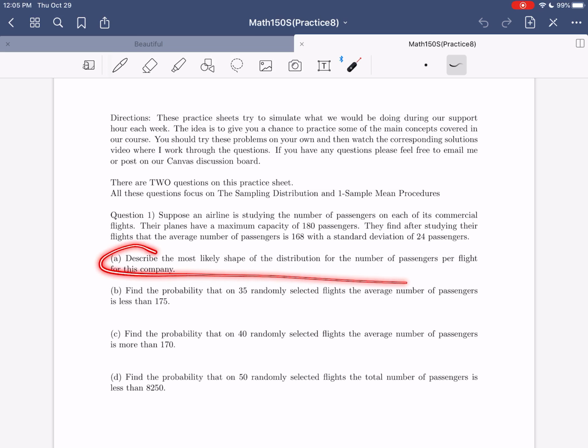The first part, in part A, is we're going to try to describe the most likely shape of the distribution. Remember, our choices for shape in this class are between normal, left skewed, right skewed, and uniform. And then in B, C, and D, we're going to calculate some probabilities. So let's go ahead and get started on this. We'll give ourselves a fresh page to work on, and we'll start with part A here.